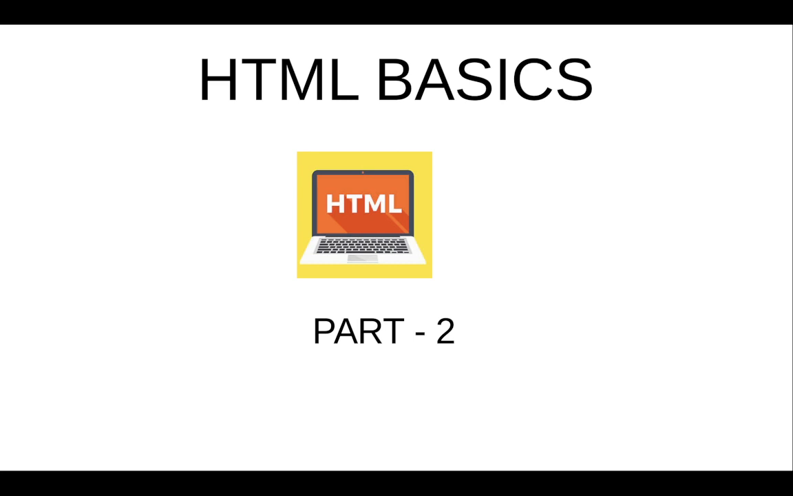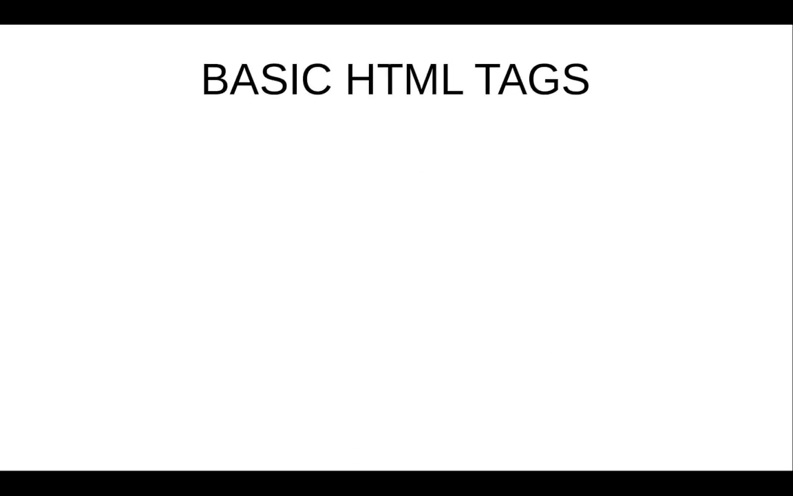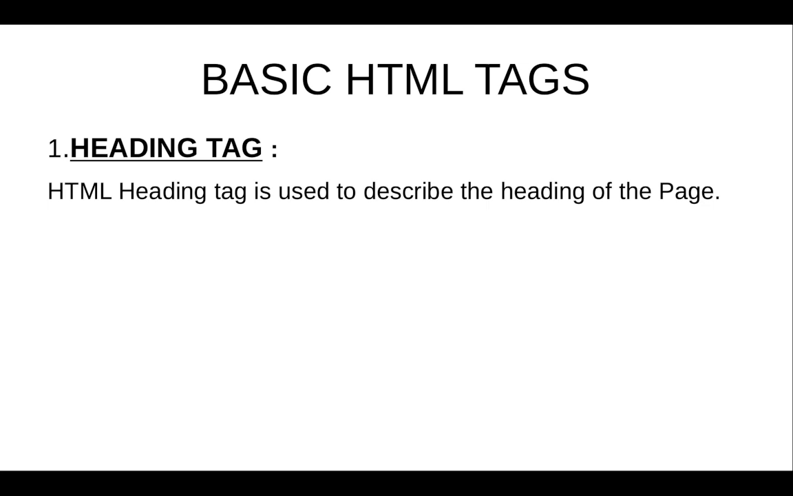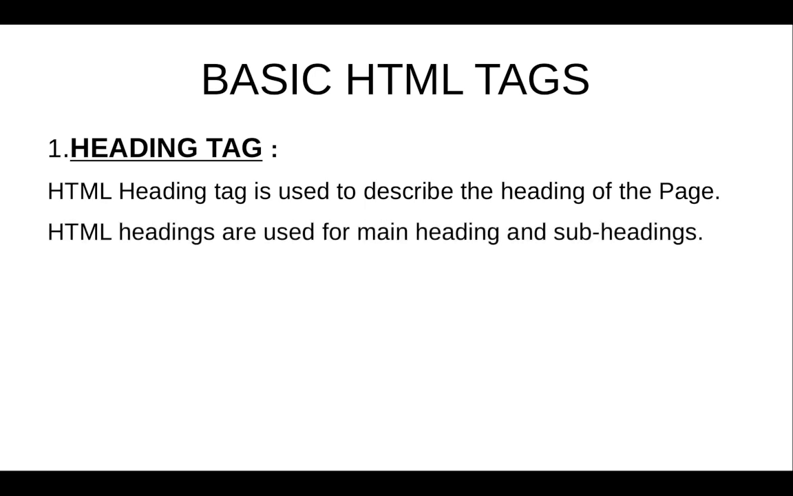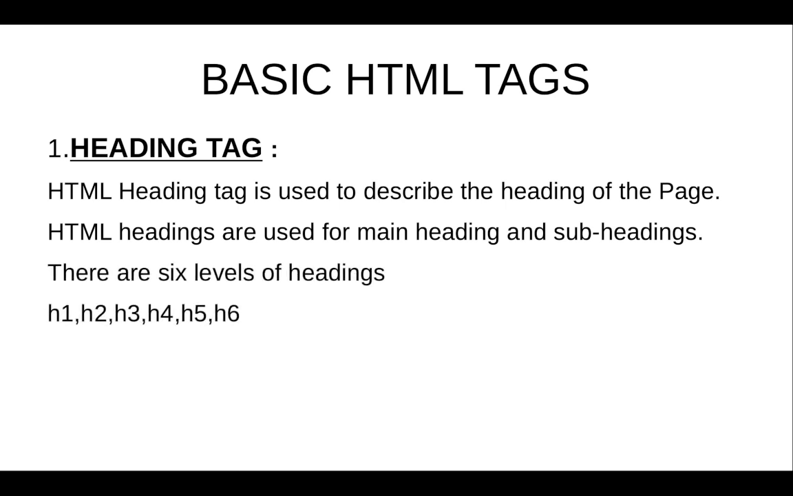So in this video we will discuss basic HTML tags. So first is heading tag. HTML heading tag is used to describe the heading of the page. HTML headings are used for main heading and subheading. Similarly, for title and subtitles, there are 6 levels of headings, H1 to H6.